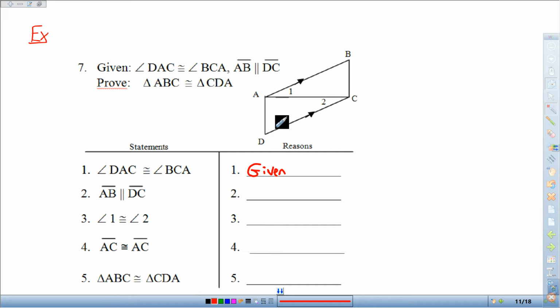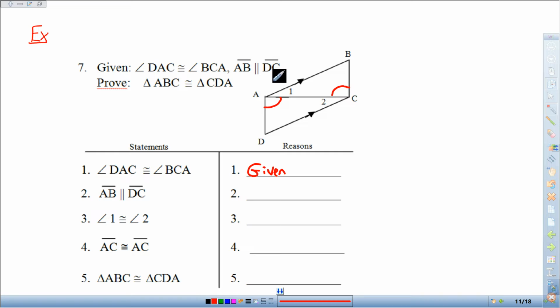Okay. On our triangles, let's highlight those two congruent angles. Angle DAC is this angle right here. Okay, so this one is congruent to angle BCA, which is this one. All right, that's all we can get out of that information.